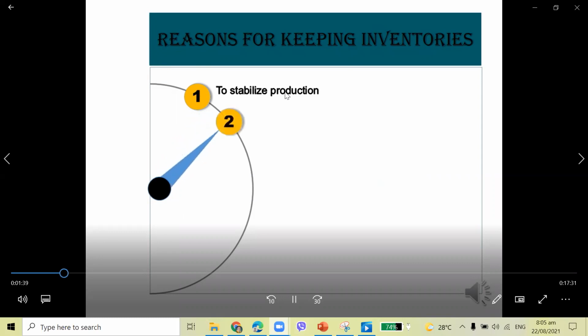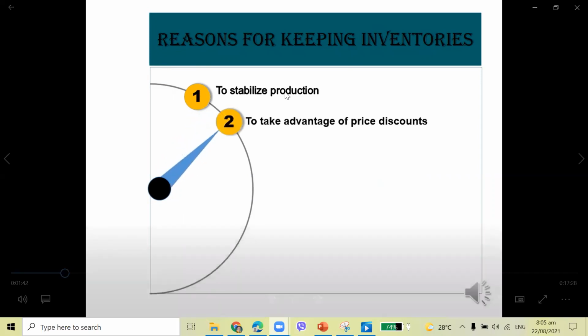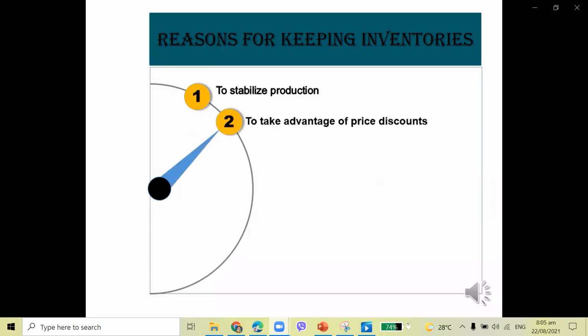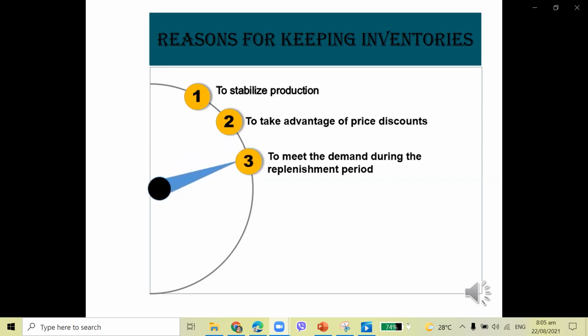Second is to take advantage of price discounts. Usually, manufacturers offer discounts for bulk buying, and to gain this price advantage, materials are bought in bulk even though they are not required immediately. Thus, inventory is maintained to gain economy in purchasing. Third is to meet the demand during the replenishment period. The lead time for procurement of materials depends upon many factors like location of the source, demand-supply condition, and others. So inventory is maintained to meet the demand during the procurement or replenishment period.